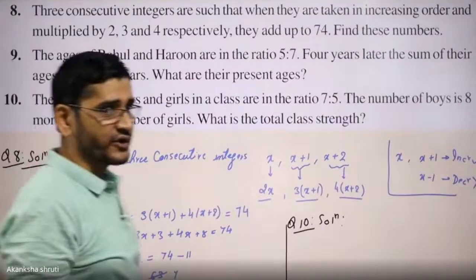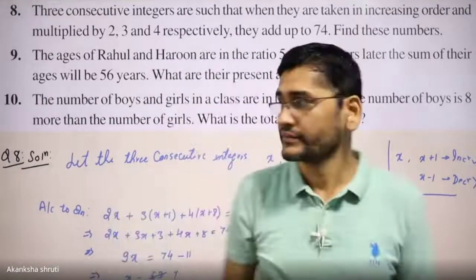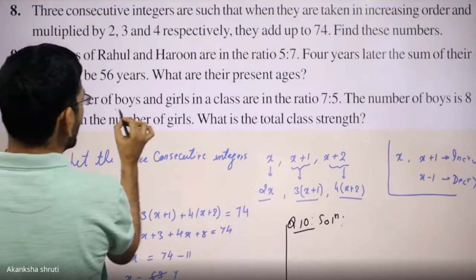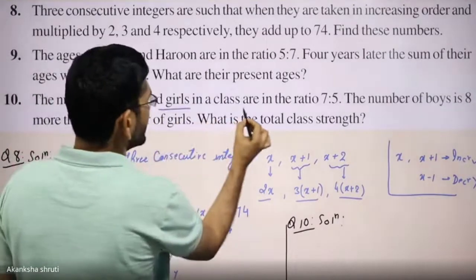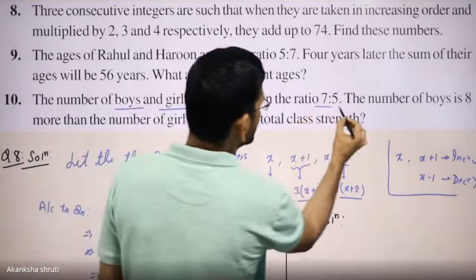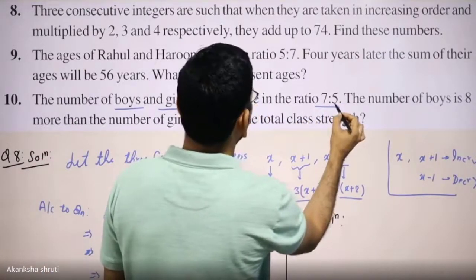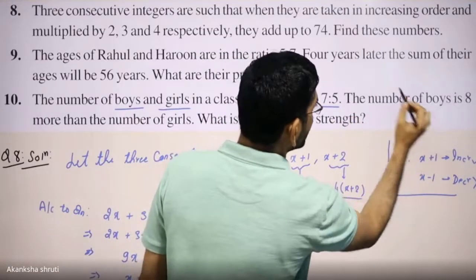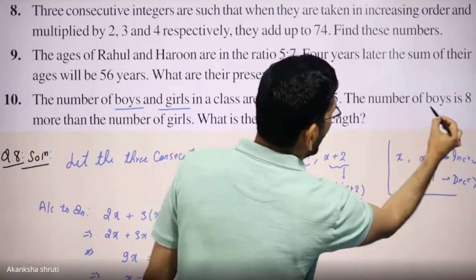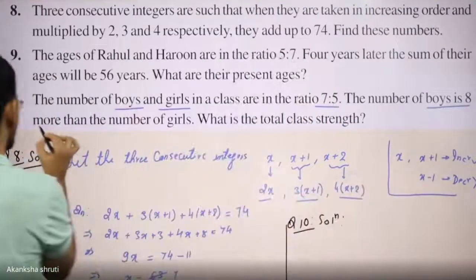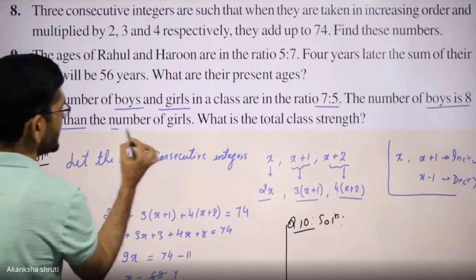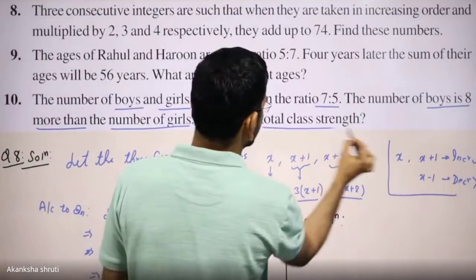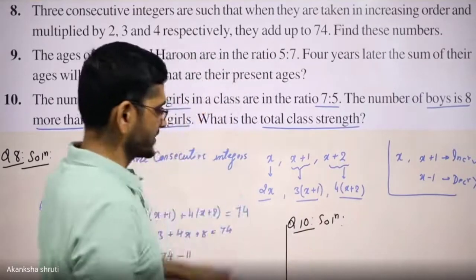Student, let us come to question number 10. So in question number 10, the number of boys and girls in a class are in the ratio of 7:5. The number of boys is 8 more than number of girls. What is the total class strength? Means a class is there.